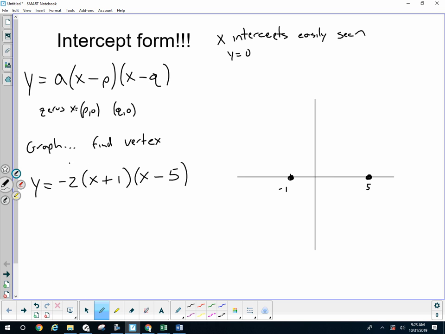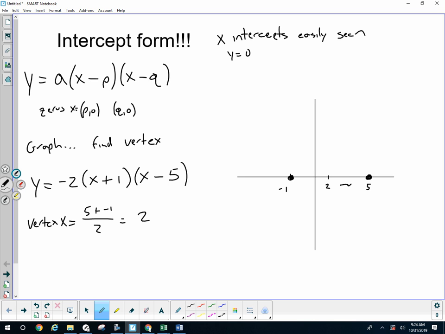I can see that a is negative. That means I know I'm going to open downward, though I actually didn't have to worry about this just yet. I could just say, okay, my vertex, the x-coordinate, is going to be halfway between -1 and 5. Well, 5 minus -1 over 2, that's 6 over 2, which is 3. 3 is halfway between. 5 plus -1, we add then divide by 2. That's 4. 4 divided by 2 is 2. 2 is halfway between -1 and 5.